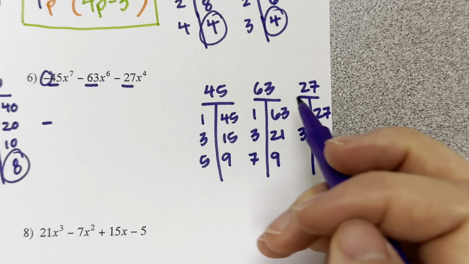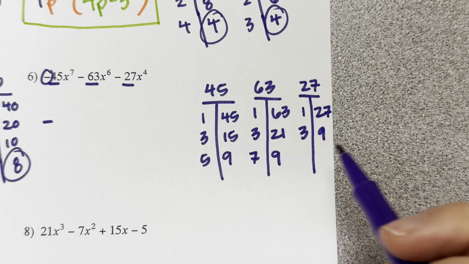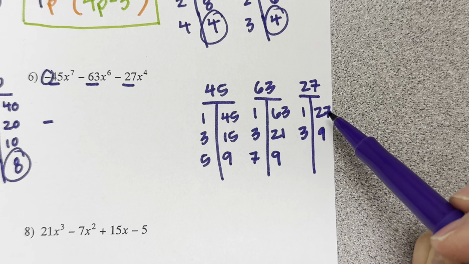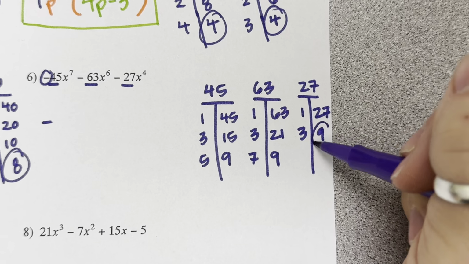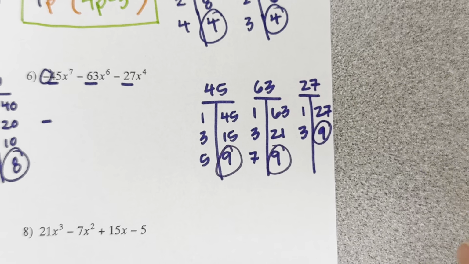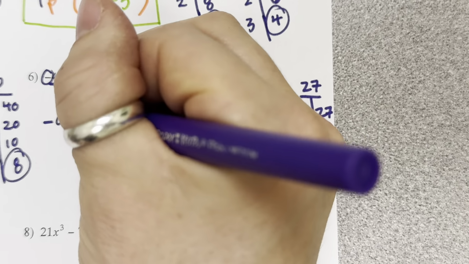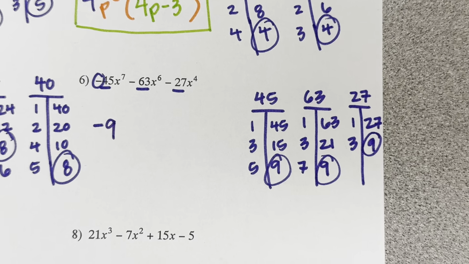Okay, so out of all 3 of these lists, find the biggest number that appears on both. I usually start with my biggest numbers here. And I can see that on all 3 of my lists, my biggest number they have in common is 9. Okay, so I'm going to take out that negative 9 for my GCF.